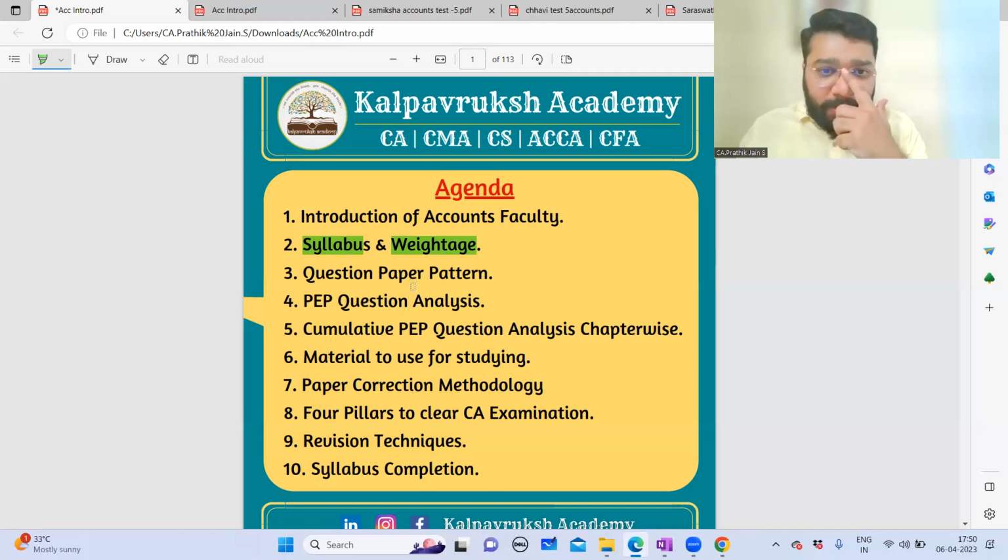Moving on, after that, we'll be discussing the question paper pattern, which is very, very important to understand because it is very unusual or different from what you guys have already seen in your respective board examinations. So we'll have a look at the question paper pattern.